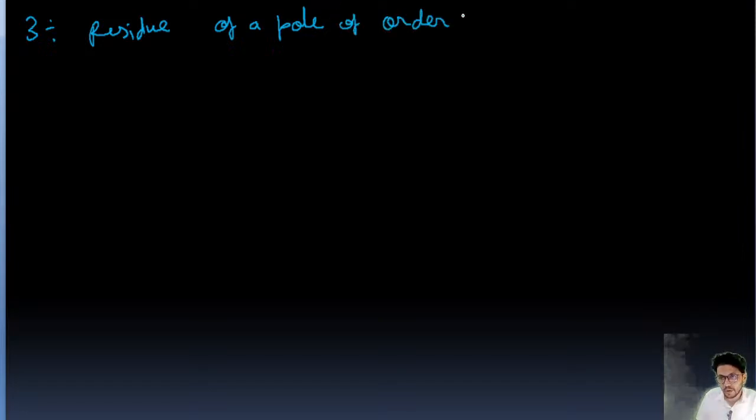Third is residue of a pole of order n. Okay, so we have to find the residue of a pole whose order is n. For example, this is going to be residue at z equal to a. So we are going to find the residue of a pole whose order is n.